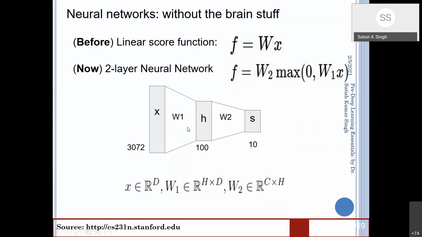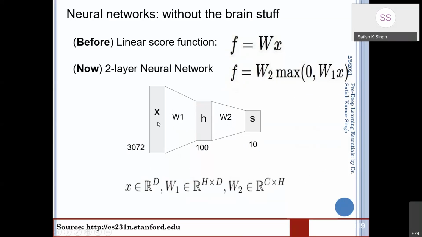So this is a simple neural network representation. The number of inputs is 3072. Suppose there are 100 hidden units used, and S is the output, so there are 10 classes. So X to H is the W1 matrix, and H to S is the W2 matrix. Okay, so this is a simple representation.